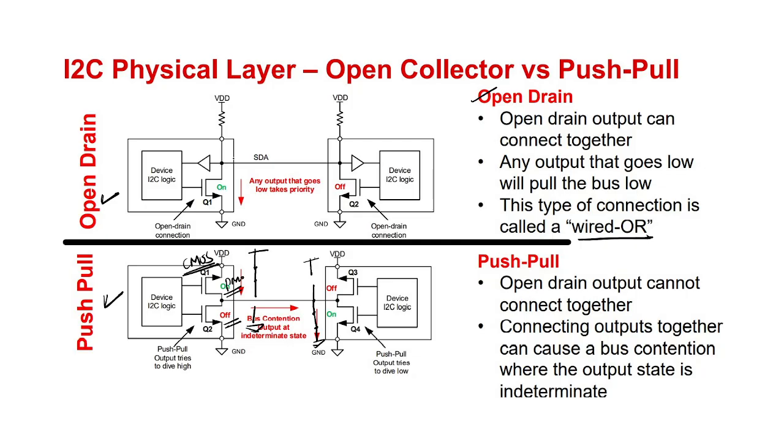Basically, in I2C we prefer open drain connection compared to push pull connection. So this is the I2C physical layer. Is it fine? Shall I move forward?